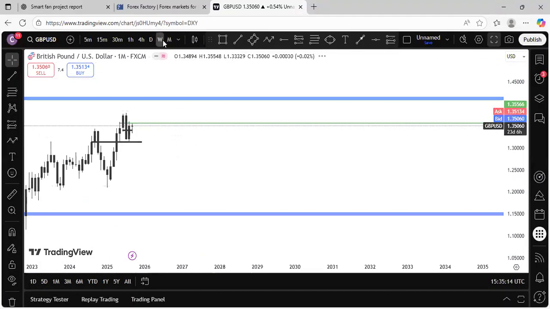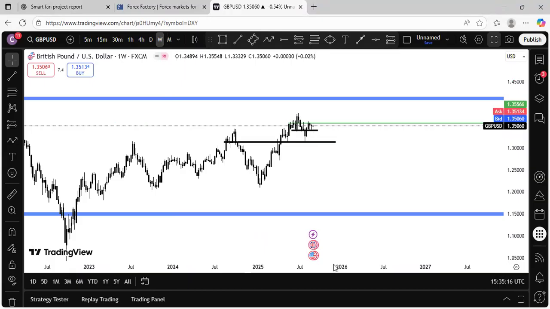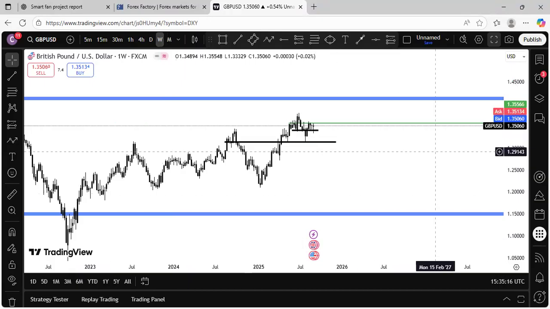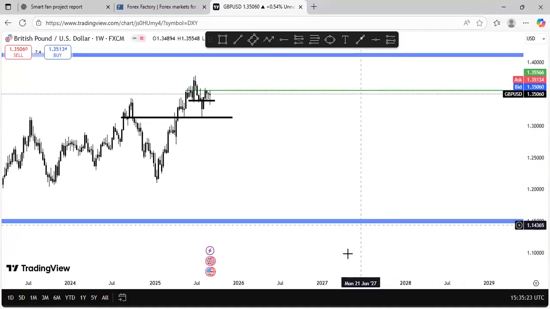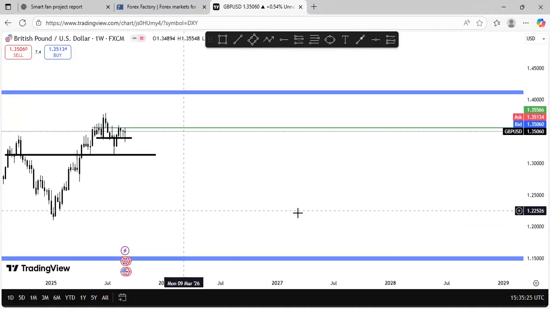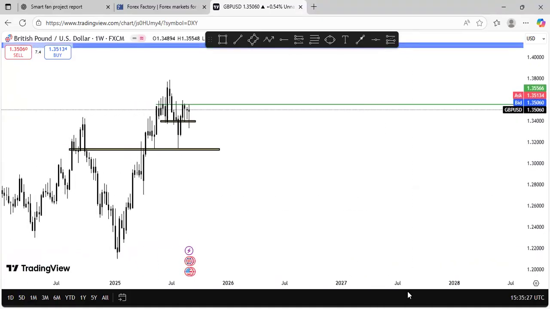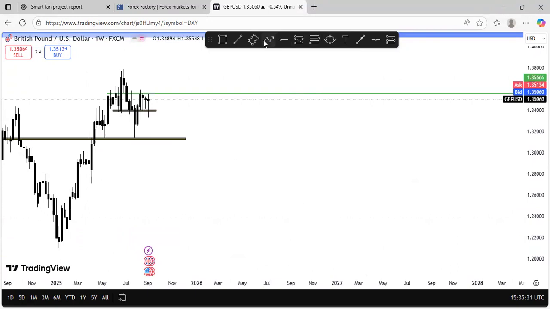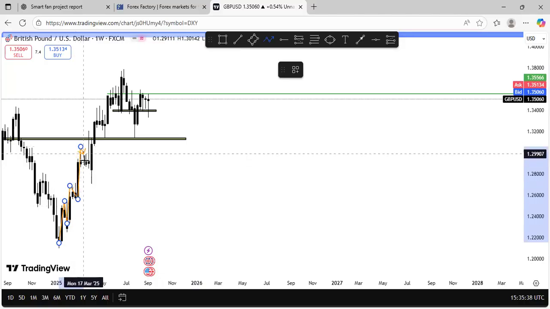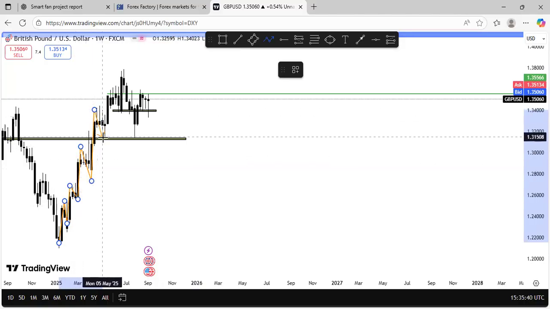And head over to our weekly time frame. On our weekly time frame, it's still a clear trend. Price is basically pushing up, coming down, pushing up, coming down, pushing up, coming down, pushing up, coming down. And that's the characteristic of an uptrend.